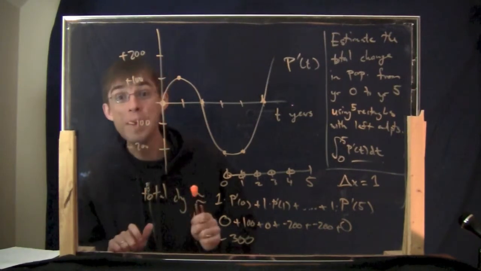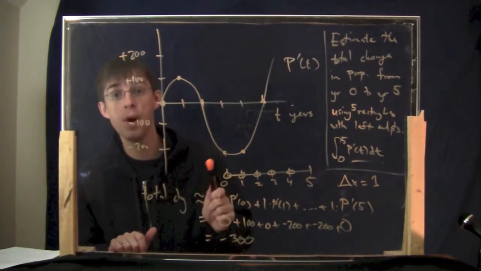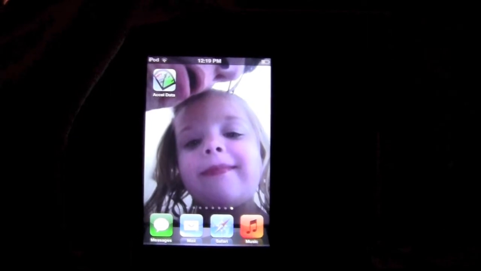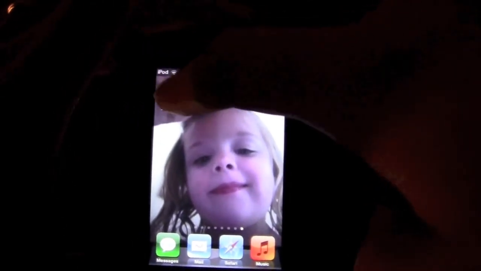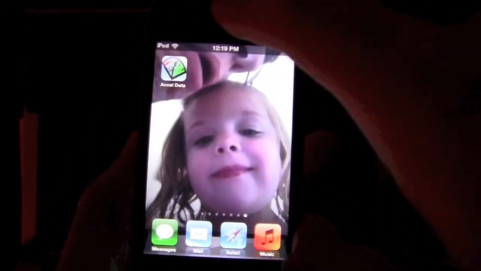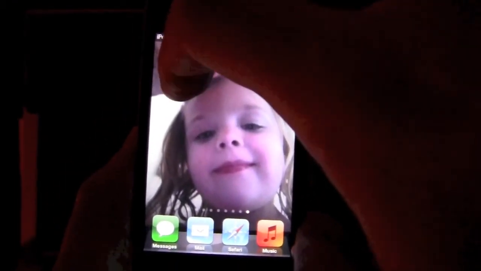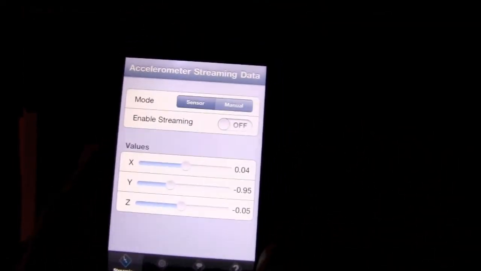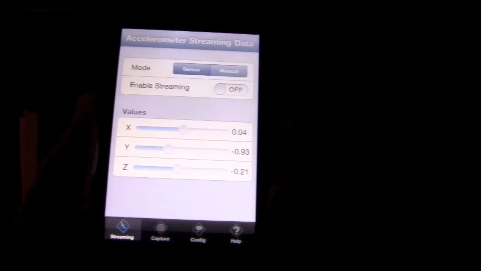Next, I want to do a real world problem. Check it out. All right, check this out. I got my iPod Touch here. Can you see that? I hope so. All right, this is kind of old, but I've got a little app there called Accelerometer Data. This is a 99-cent app. I bought this with my own money, stag money. I'm not getting reimbursed either. So I hope this works.